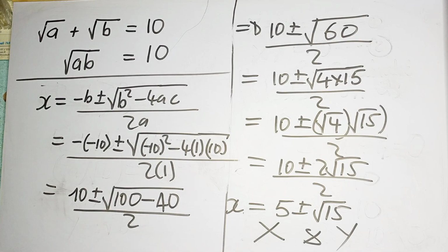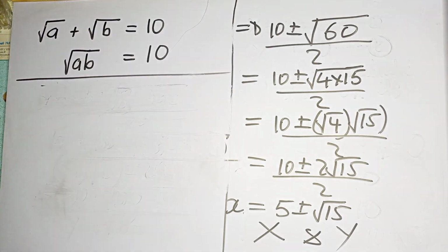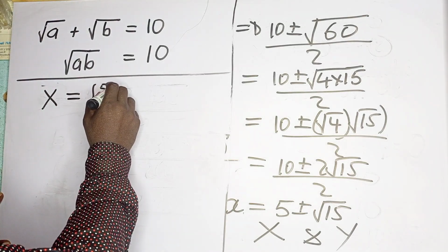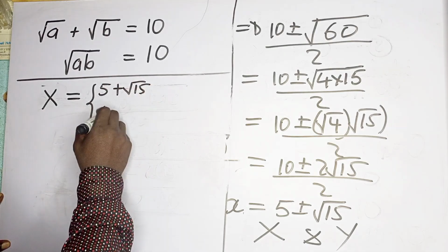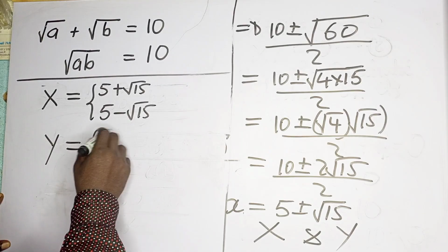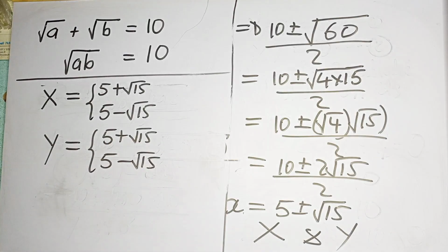So we have found the values of capital X and capital Y. So let's write them down. Capital X is either 5 plus root 15 or 5 minus root 15. Capital Y also is either 5 plus root 15 or 5 minus root 15. Those are the values of capital X and capital Y. But look at our question. Our question did not ask us to solve for capital X or capital Y. There is no capital X or capital Y in our original question. Our original question is in terms of A and B. So what is the value of A? What is the value of B?